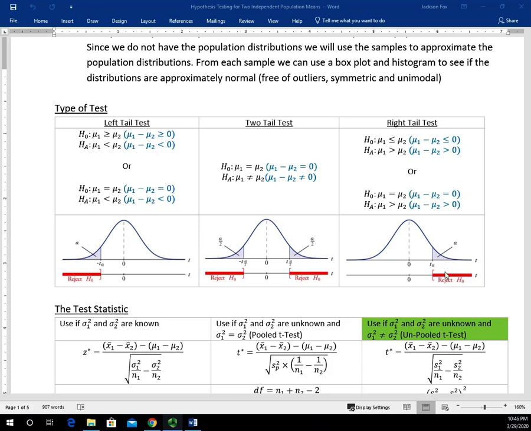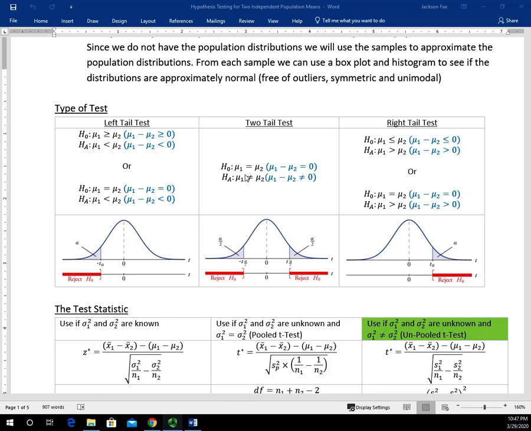And just like before, when we have the not equal to sign in H sub A, remember, not equal to means our population mean of group 1 could be less than the population mean of group 2, or the population mean of group 1 could be greater than the population mean of group 2. So it just means it's different than, mu1 is different than mu2. And in this case, we have a two-tail test.